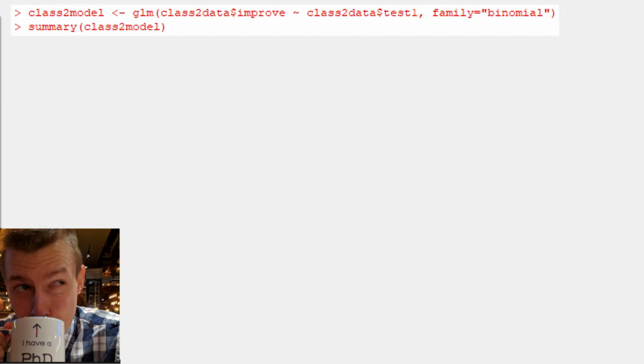First, the model. Here is my logistic regression model command. I am creating the model object called class2model by running a general linear model function predicting the improvement outcome variable that I made from the test1 predictor variable using the properties of the binomial distribution. By default, it would be the normal distribution. The first line is enough to create the model object. The second line gets us our summary results.